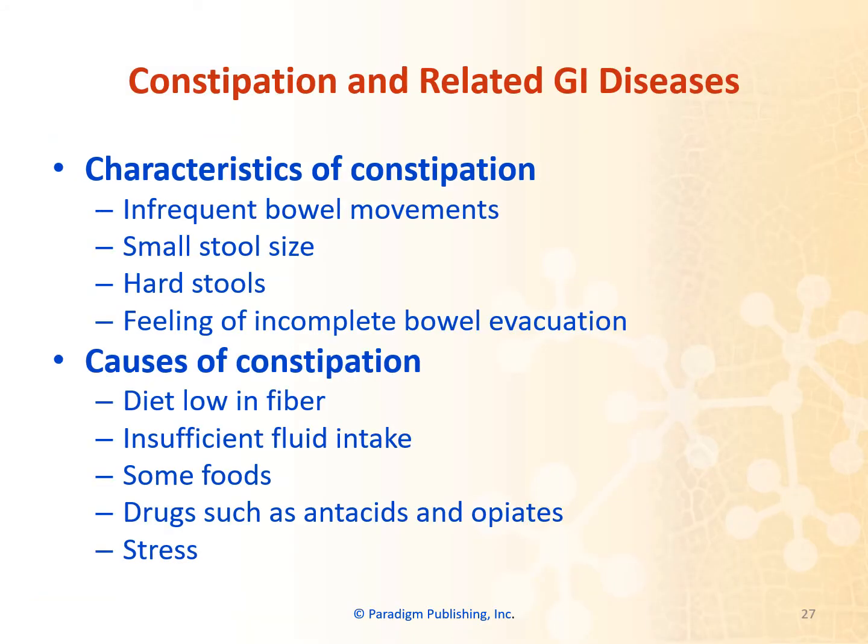Constipation and related GI diseases. There are different characteristics of constipation: infrequent bowel movements, small stool size, hard stools, and a feeling of incomplete bowel evacuation. There are different causes as well, such as low fiber in the diet and insufficient fluid intake. Some foods can cause constipation in different people, and there are different drugs that can cause constipation as well, such as heavy antacid usage and a lot of opiates.